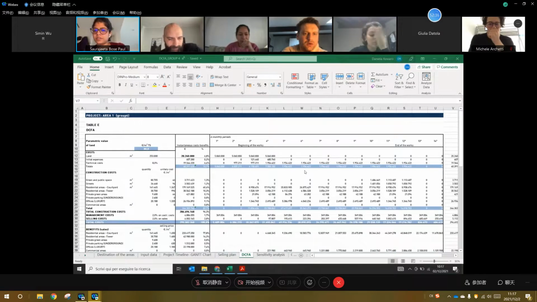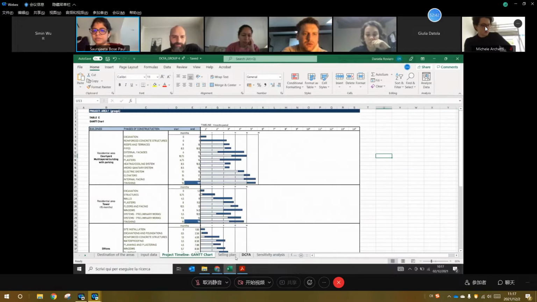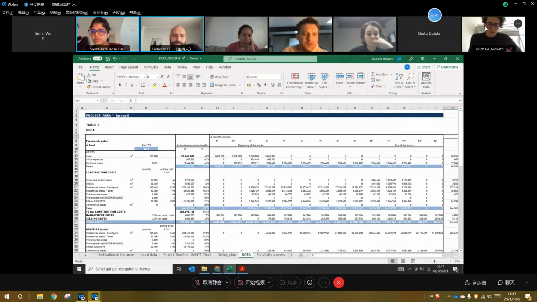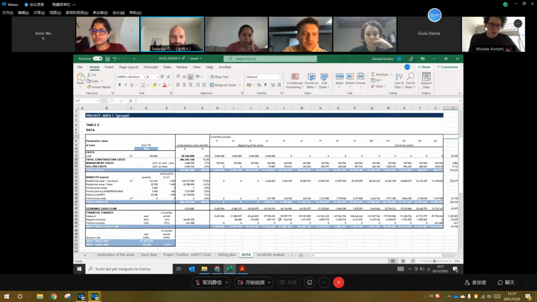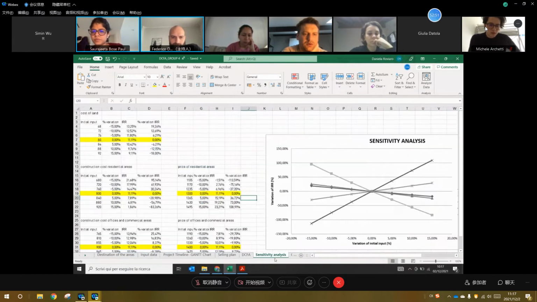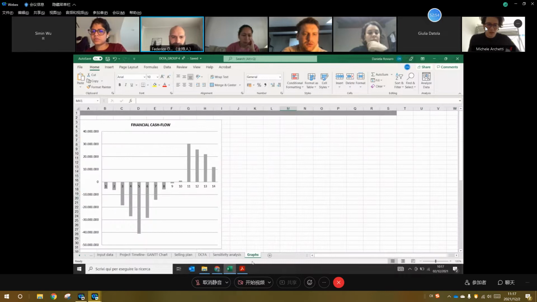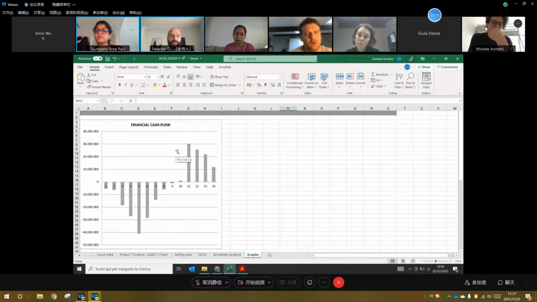I think we have to listen again to the lecture about the DCFA and the sensitivity analysis. And after, you have to do the sensitivity analysis and the graph about the trend of financial cash flow. So please revise this. If you need, send us the Excel in order to take a review, in order to finalize the report and prepare the presentation.